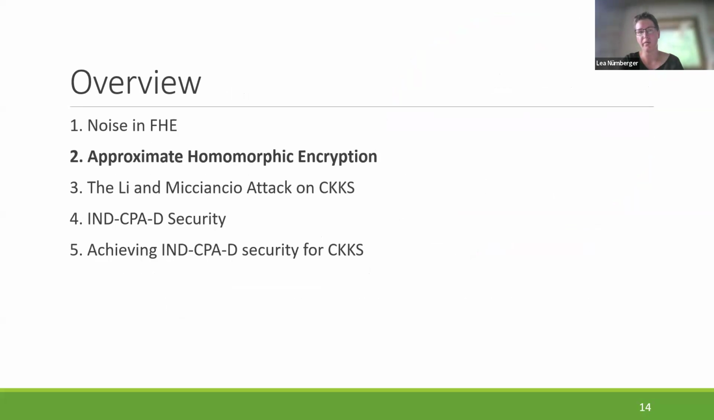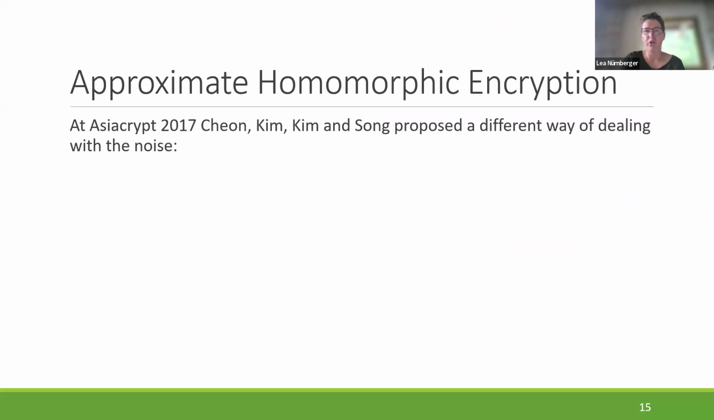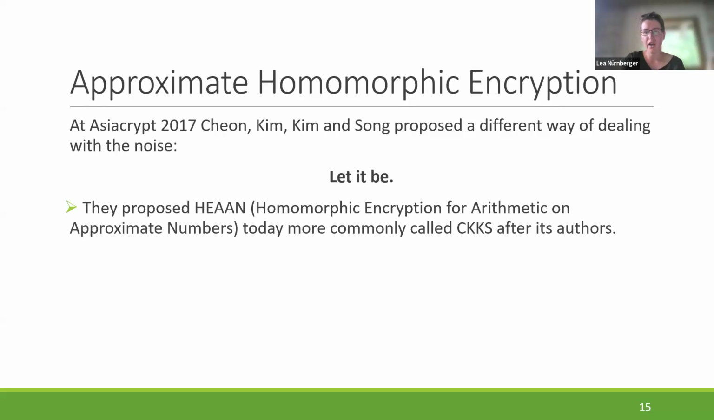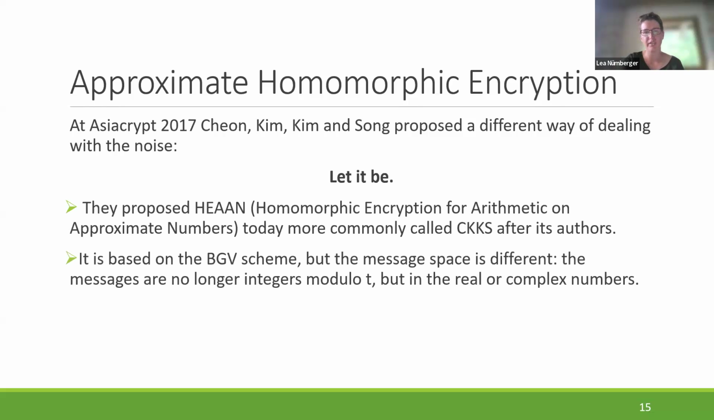So this is where approximate homomorphic encryption takes a completely new approach. The only known approximate homomorphic encryption scheme today, CKKS, was proposed at Eurocrypt 2017 by Cheon, Kim, Kim, and Song. And it has a very different way of dealing with the noise than BGV and BFV. A very simple one, which is it just lets it be. So in the paper, the authors proposed homomorphic encryption for arithmetic on approximate numbers, which today is more commonly called CKKS after its authors.